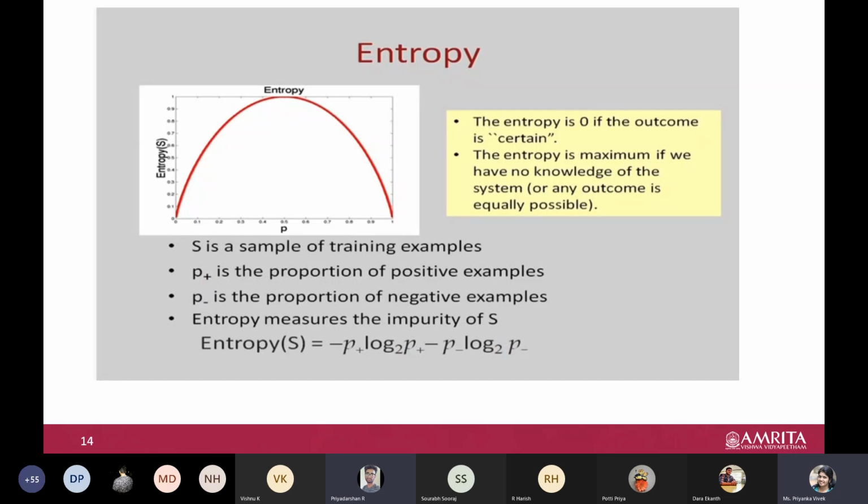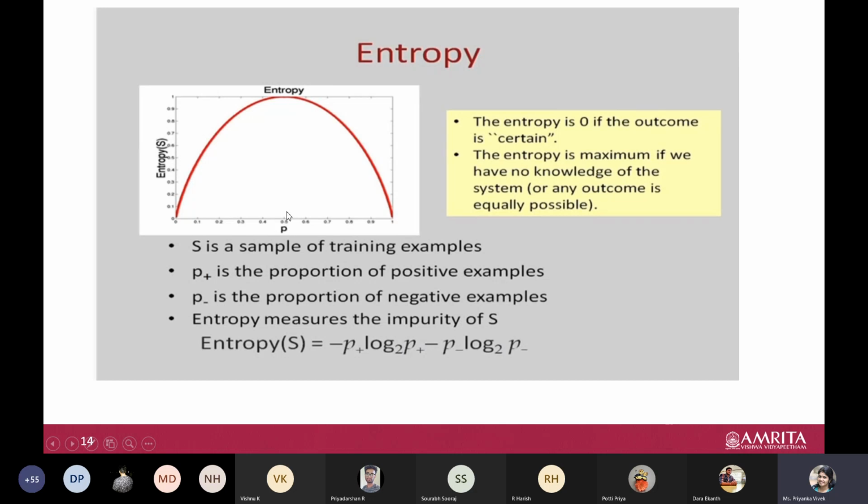What would be the log value of 2 power minus 1? Minus 1, isn't it? So the log value would be minus 1 in both these cases. Just substitute and see yourself. So minus half into minus 1 will become half, similarly here also. So half plus half is 1. 1 is the maximum entropy. That is what is shown.